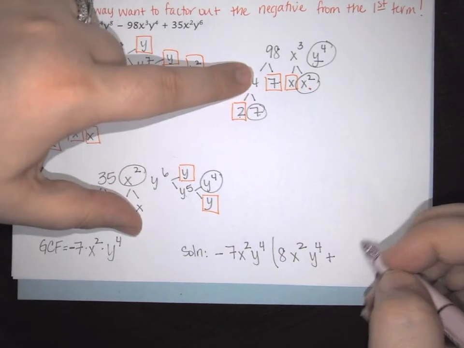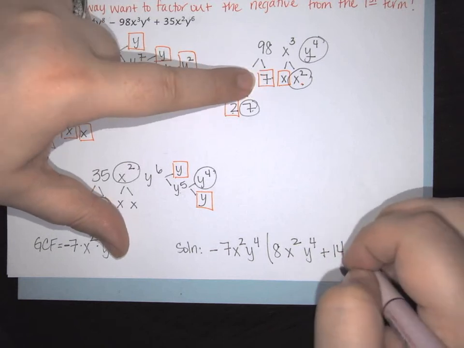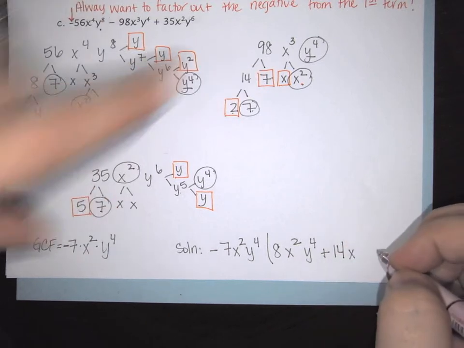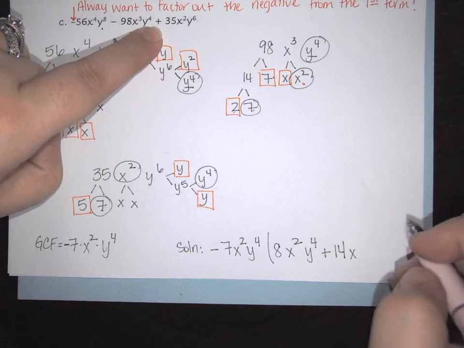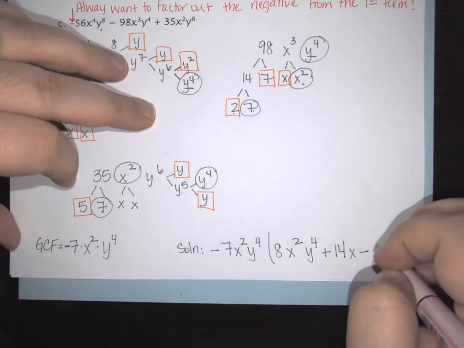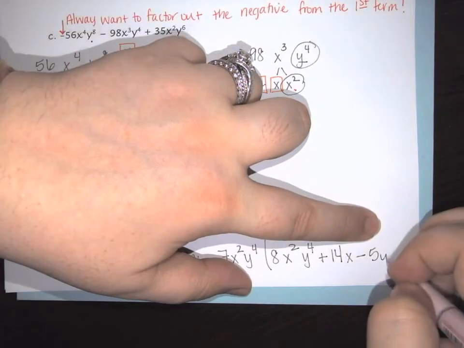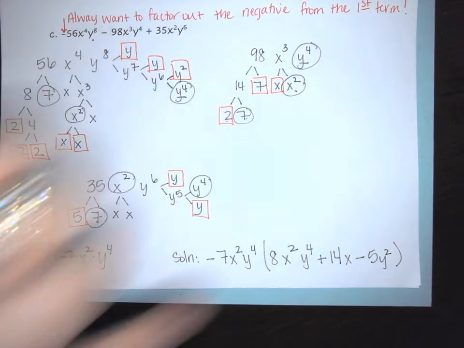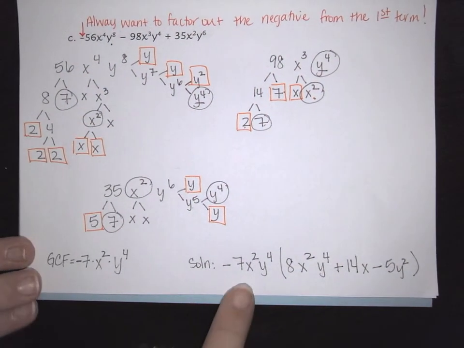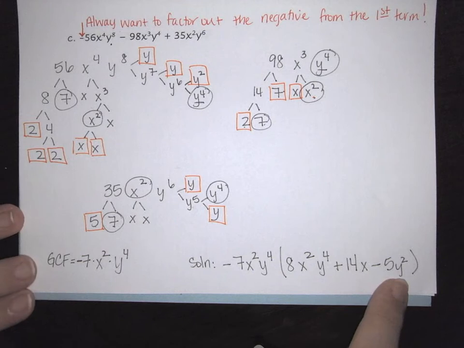Here I have 2 times 7, which is going to give me a 14. And then I have an x left over. And then notice here my sign is going to change. It's now going to become a negative. If we look down here, I'm going to have a 5. And then all I have is a y squared. So this is y squared, and that is what's remaining. So here we have our factored GCF and our factored polynomial.